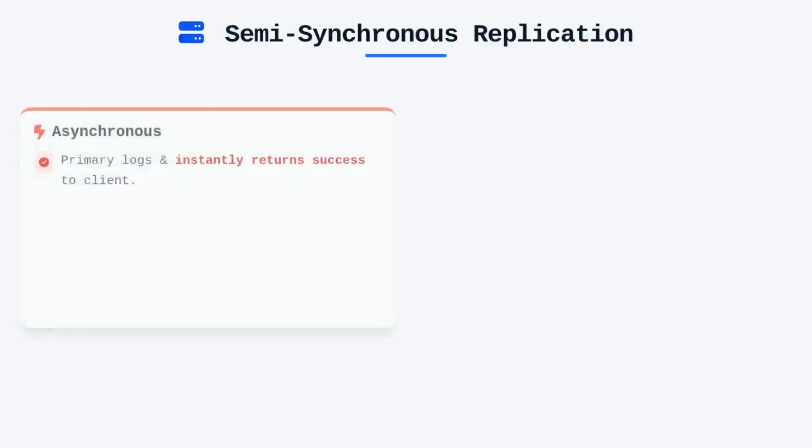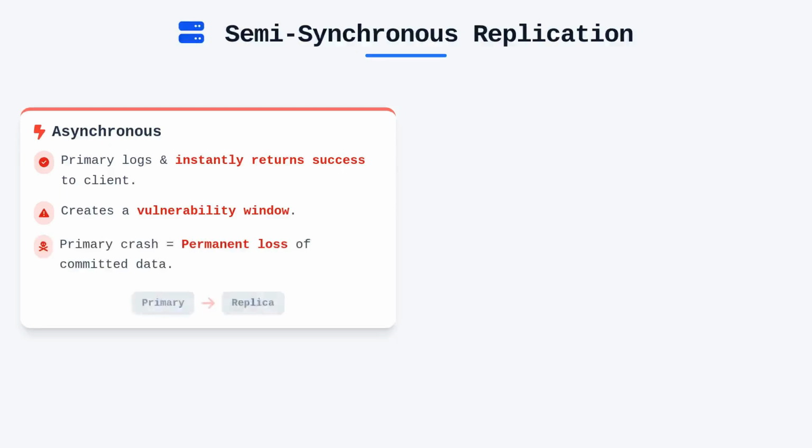In a standard asynchronous replication setup, the primary server submits a transaction to its binary log and immediately returns a success message to the client, regardless of whether the replica has received the data. This creates a window of vulnerability where a primary crash could lead to a permanent loss of committed transactions if the replica has not yet applied the corresponding events.